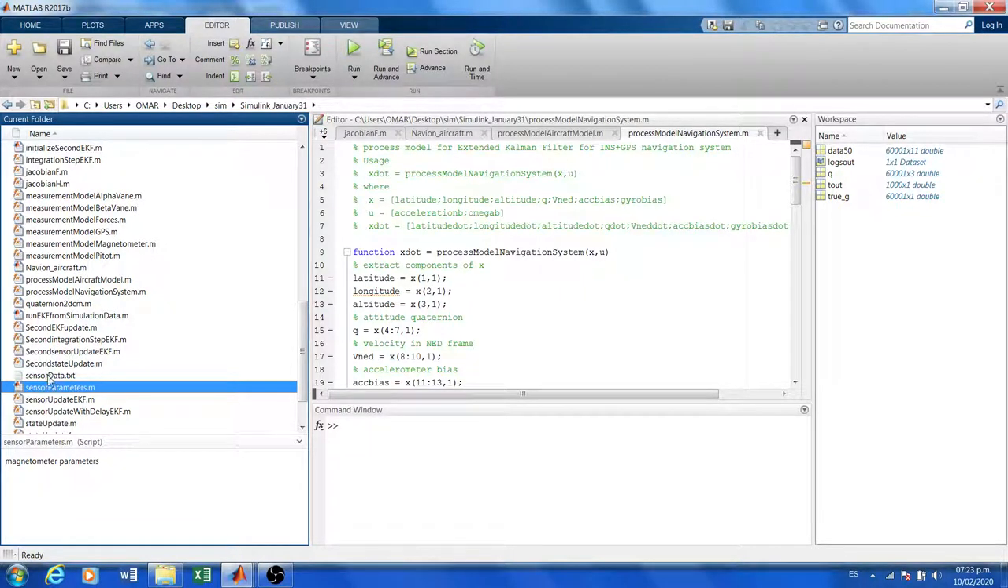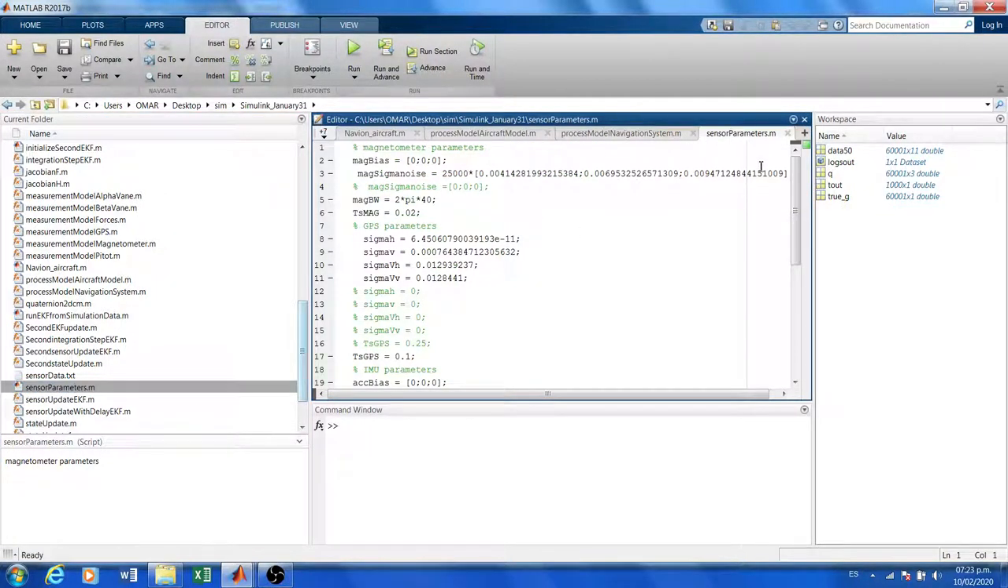Data that was recorded from the sensors itself, and then we compute everything here in MATLAB, and with that we generate this MATLAB script with the sensor parameters. So this is important also: sensor parameters, magnetometer bias, sigma noise, magnetometer bandwidth. This was measured from the real instruments.